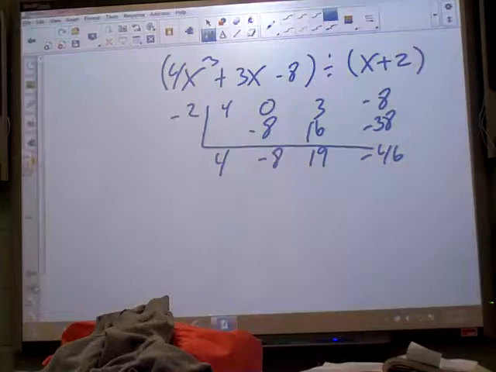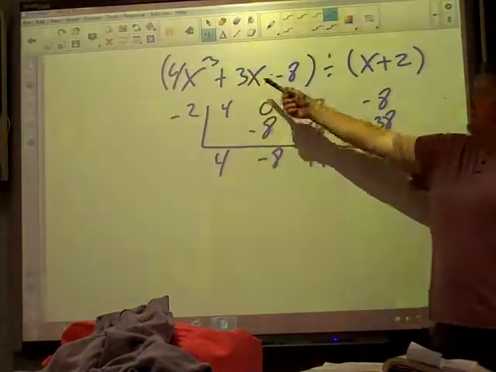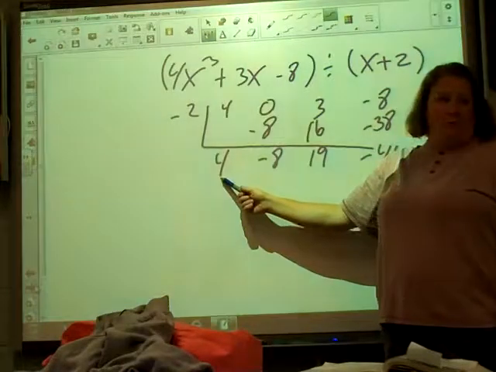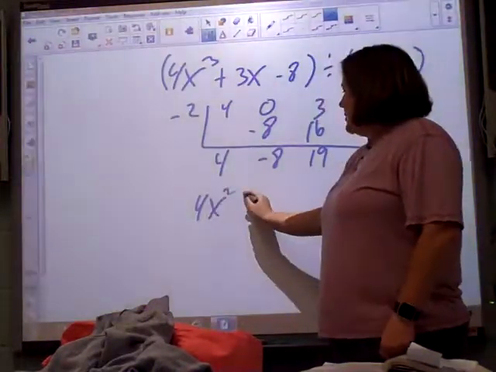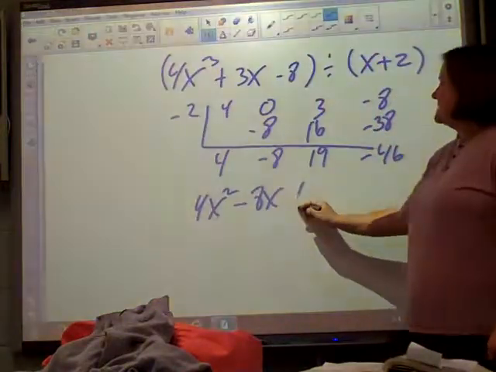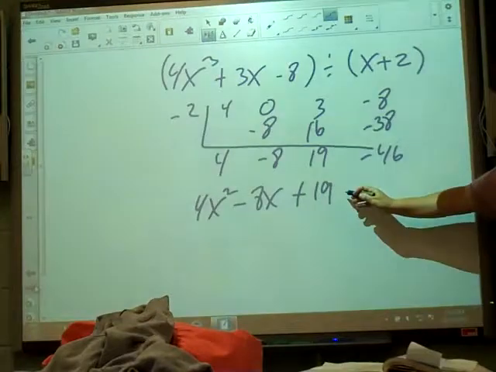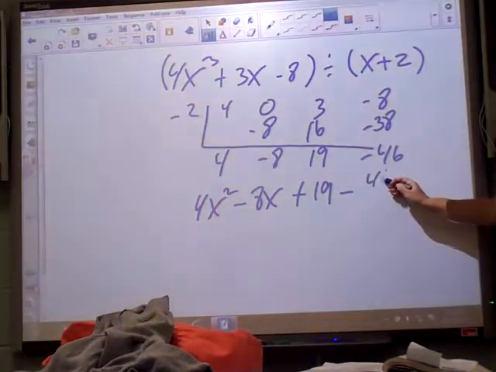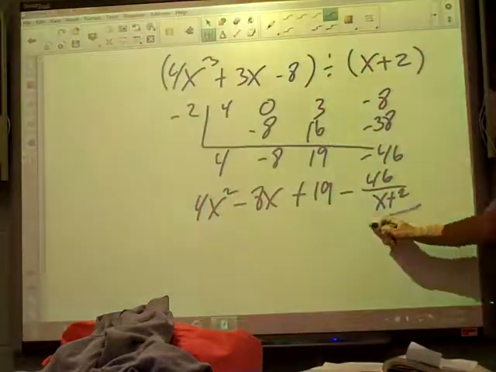Okay? That's okay. We can have a remainder. You got to learn how to remember how to write it. This started off as a 4x cubed, so what's my 4? 4x. Good, Hayden. We got 4x squared minus 8x plus 19. My remainder's a negative, so I'm going to minus my remainder over what you divided by.